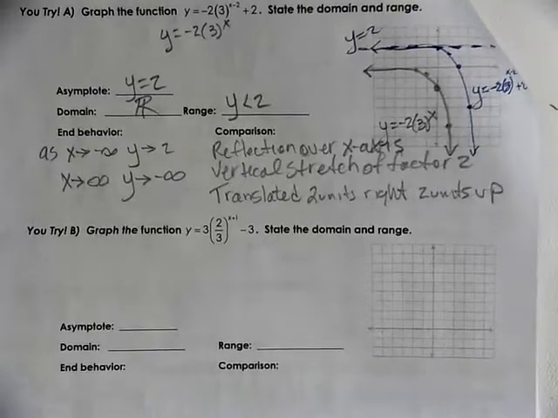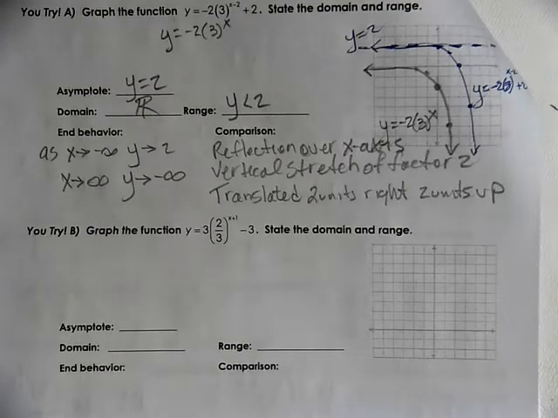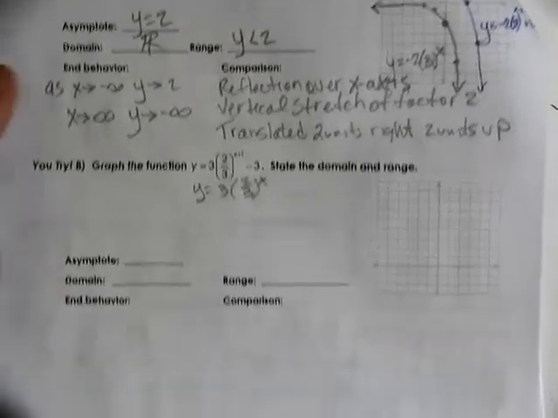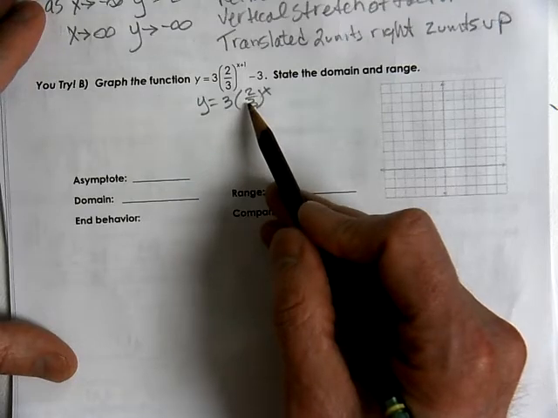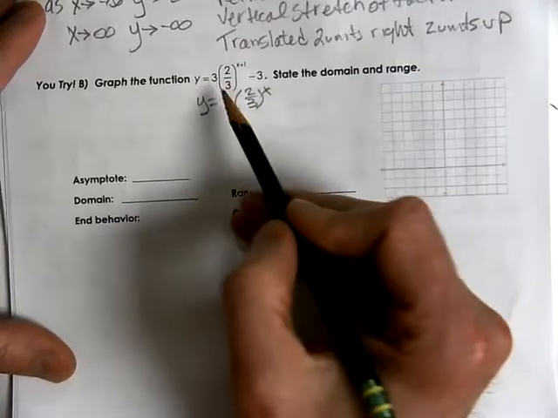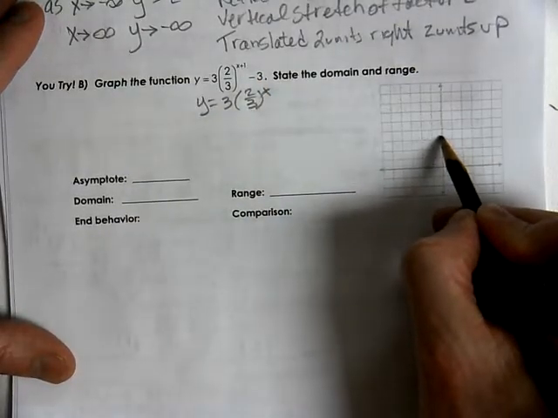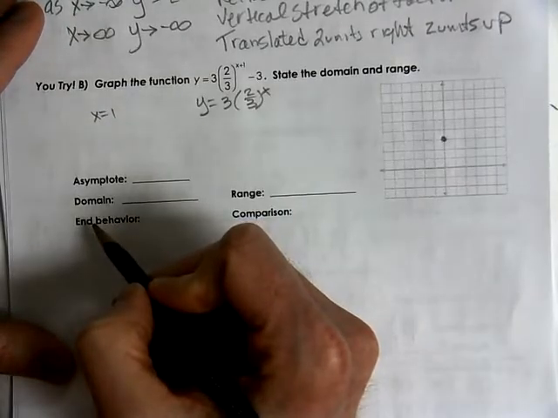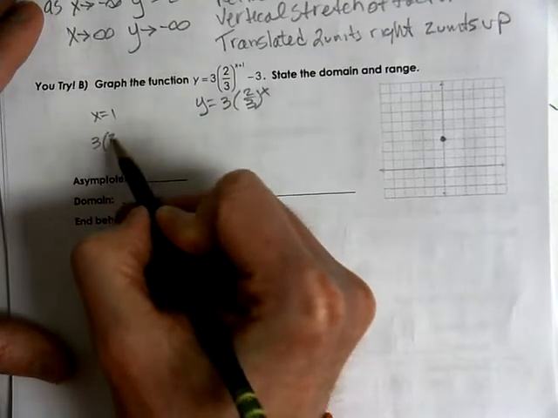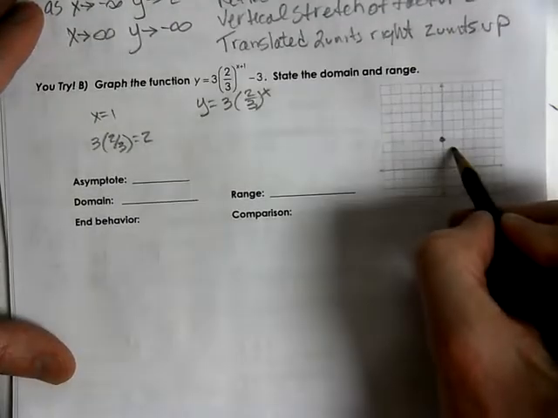Okay, you've got one more here. Pause the video again, give it a try, see how you're doing, come back and figure it out. Now to graph out this one, it does get a little trickier because of our b value. Well, we know that when x is 0, we're going to be at our a value. And then when x is 1, we're going to be 3 times 2/3. That's 6/3, which is 2.